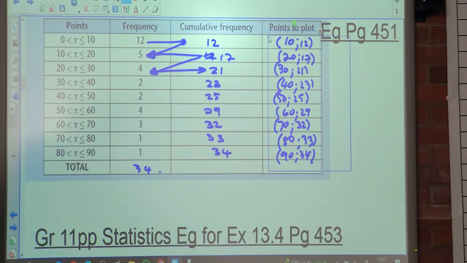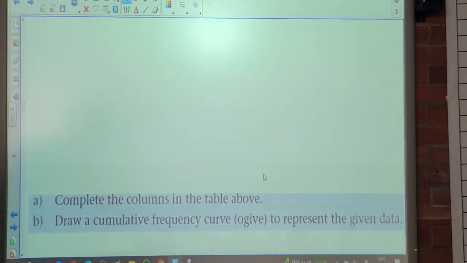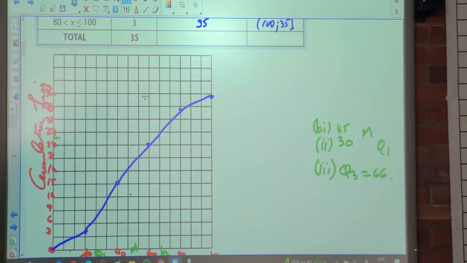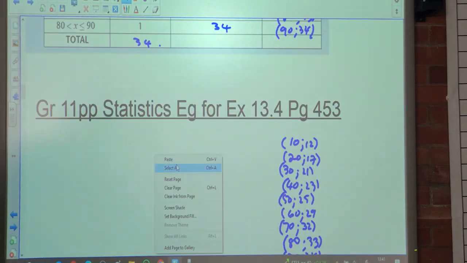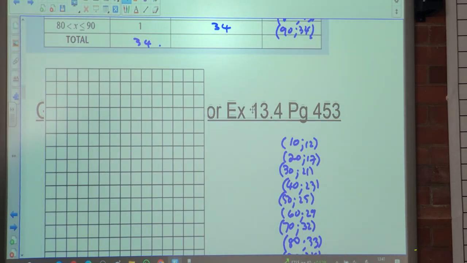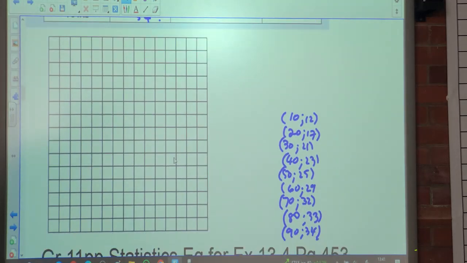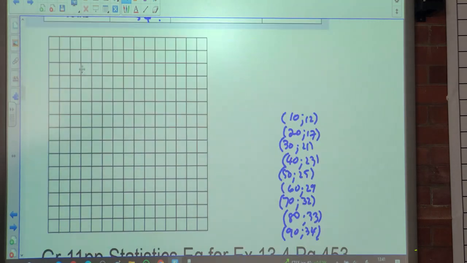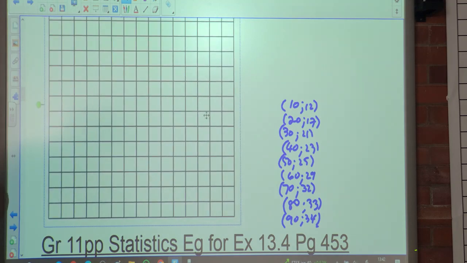Alright, so let's go. Just copy this. What do I need? I need to have one of these graphs. I'll give you grid paper to draw this on. So where do we start? What does this represent? Points. So this represents points. I'm just going to make this a little bit bigger. It will be to our benefit later on when we read values from it.